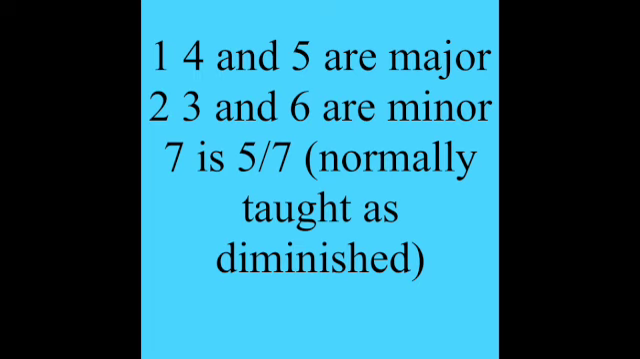So if you don't know the number system, you're going to want to check that out as well. Because what we're going to do is look at major chord progressions for our major modes, and look for deviations from the number system. The number system is 1, 4, 5 is major, 2, 3, 6 is minor, and 7 is the 5/7. Most people teach it as diminished. I teach it as 5/7.